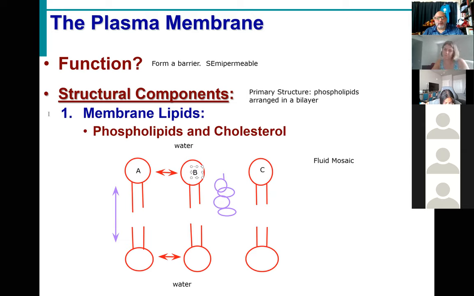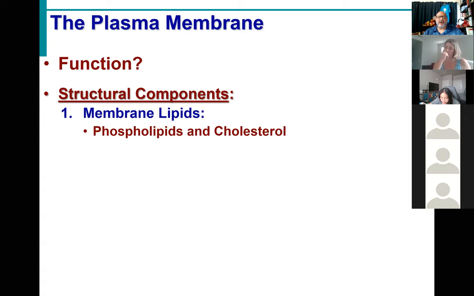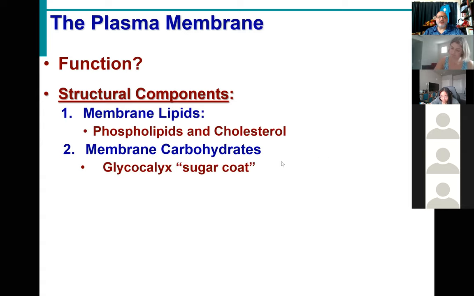All right. So when I say membrane lipids, I do mean lipids plural, both phospholipids and cholesterol play a role in helping to form the boundaries of our plasma membrane. But there are other components that can be found in the plasma membrane as well. There are a large number of carbohydrates. A great example of this is what is called our glycocalyx, or our sugar coat. Again, I'm going to cheat a little bit, and I'll just draw two little phospholipids here.